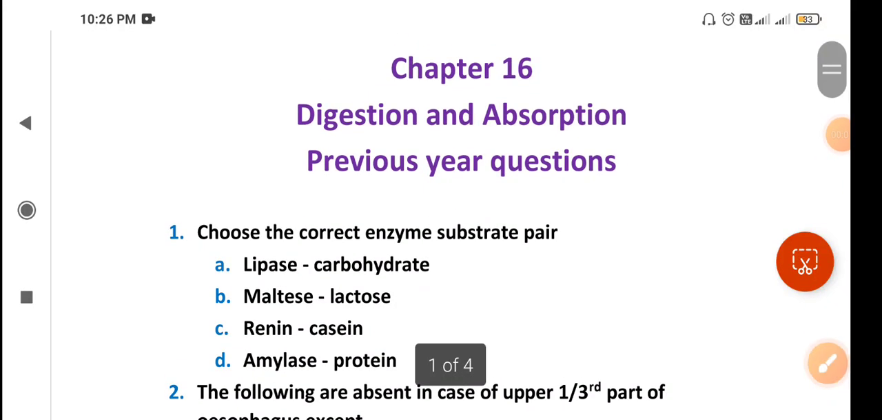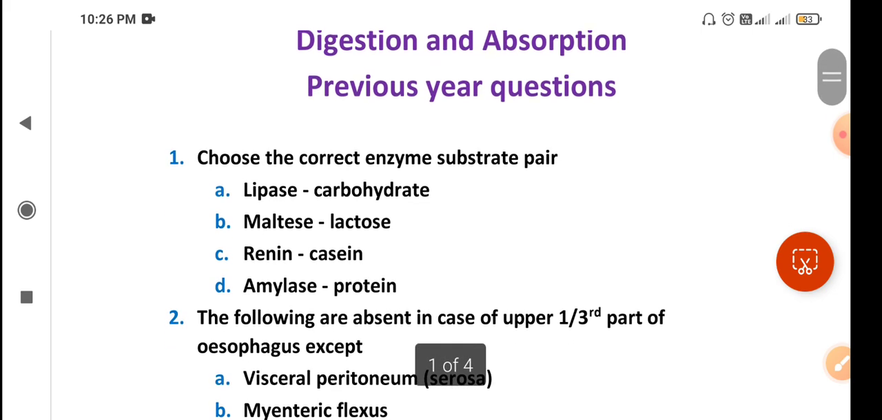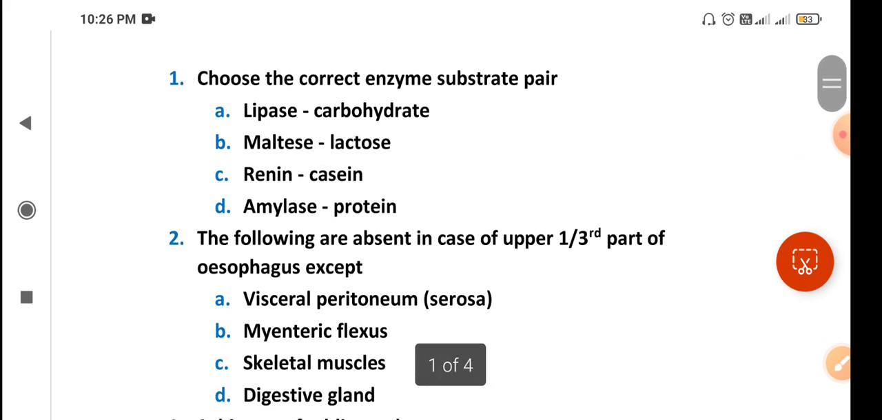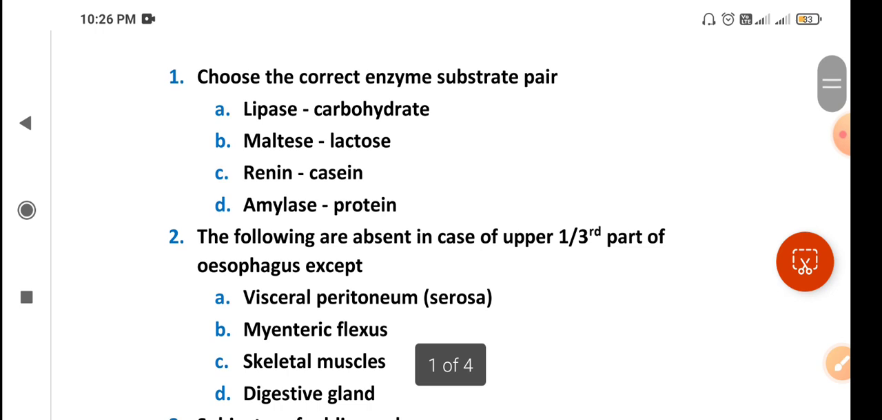So hello everyone. Today in this session we are going to discuss some previous year questions from the chapter Digestion and Absorption. So without wasting time, let's move to the first question. The first question is: choose the correct enzyme substrate pair.